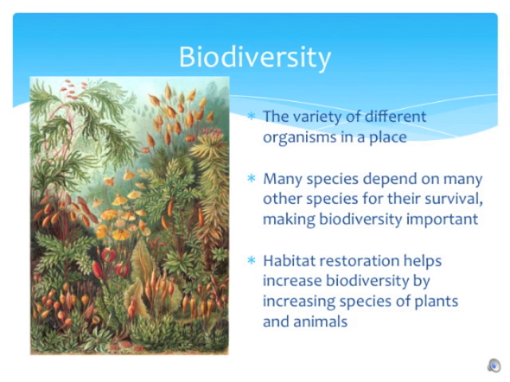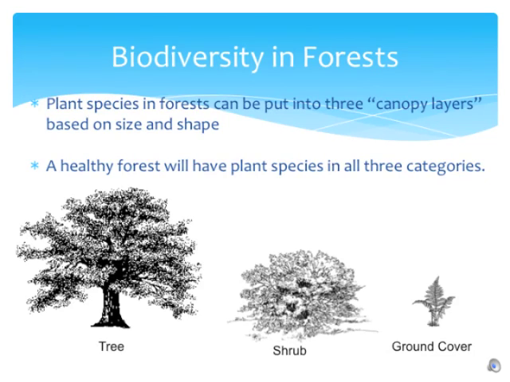So talking about biodiversity in forests, the plant species in forests can be put into 3 canopy layers or categories based on their size and shape. Forest scientists do this a lot to help measure the biodiversity in a forest. A healthy forest will have plant species in all 3 categories in our area. These categories are trees, shrubs, and ground covers.